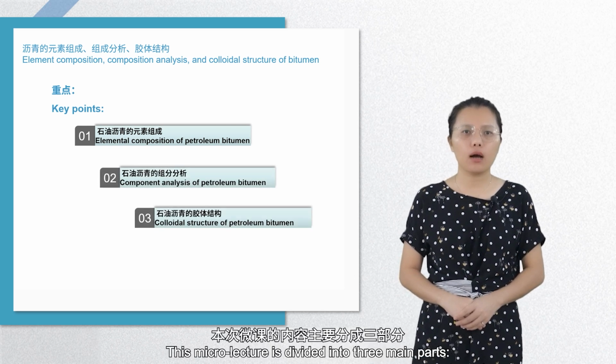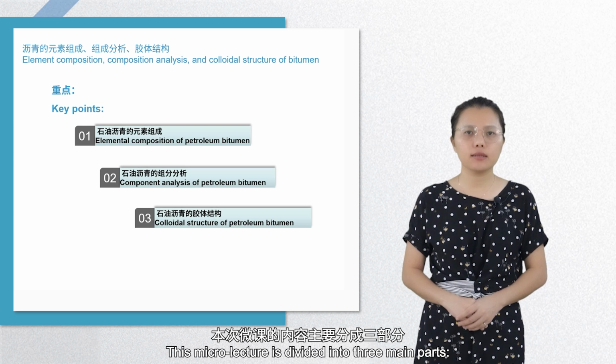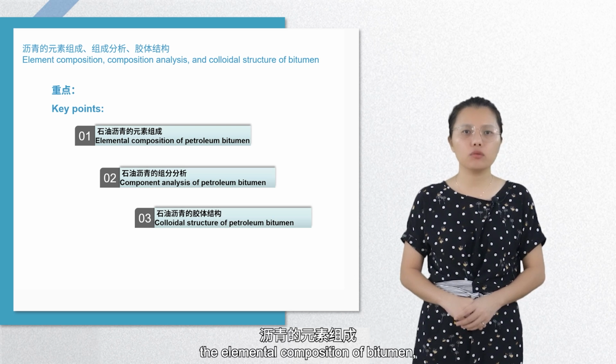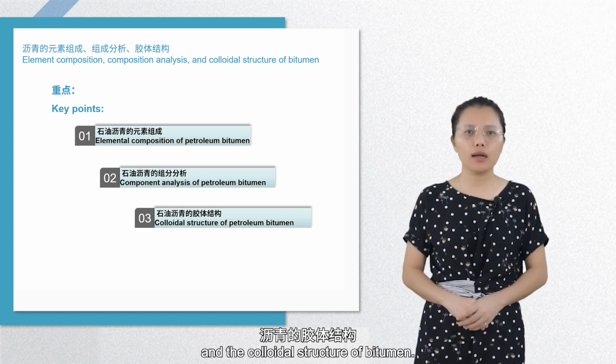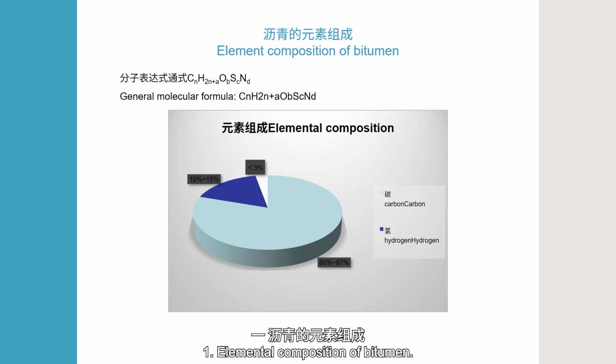This micro-lecture is divided into three main parts: the elemental composition of bitumen, the component analysis of bitumen, and the colloidal structure of bitumen.